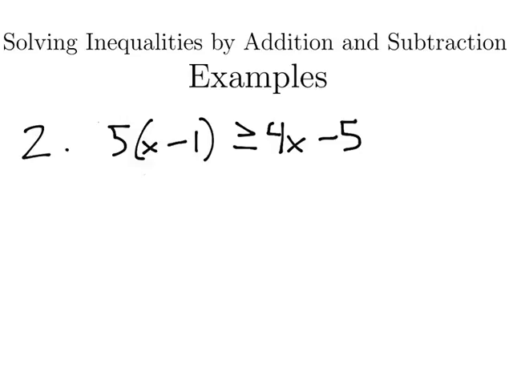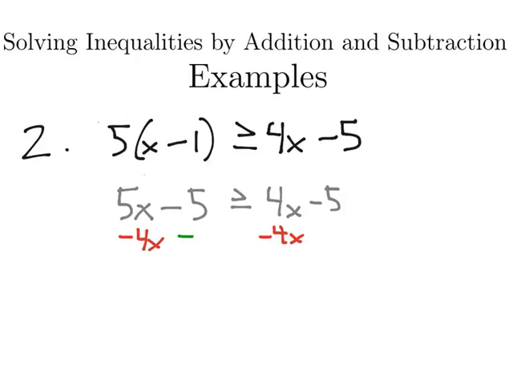For number 2, we have the same kind of problem, but it's a little more complex. I'll start by distributing the 5 in the beginning. So I have 5x minus 5 is greater than or equal to 4x minus 5. So I subtract 4x from both sides, and I add 5 to both sides. I'll get that x is greater than or equal to 0.